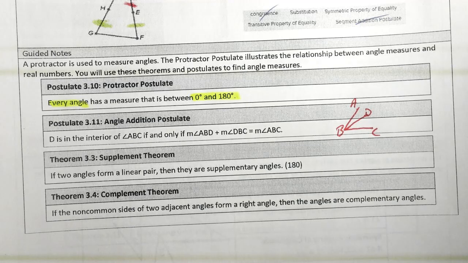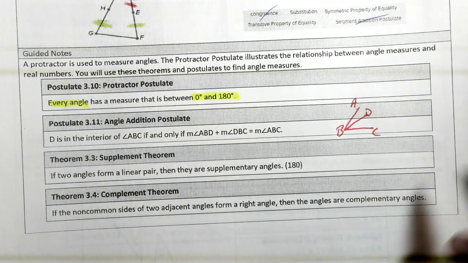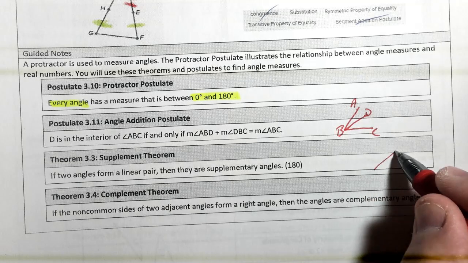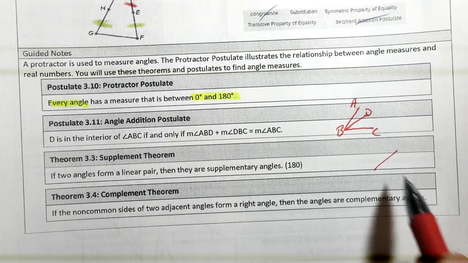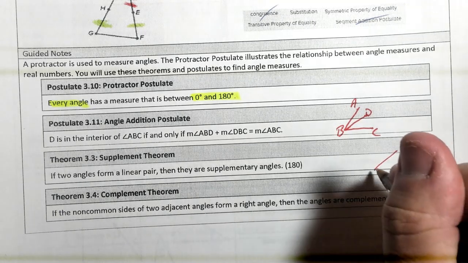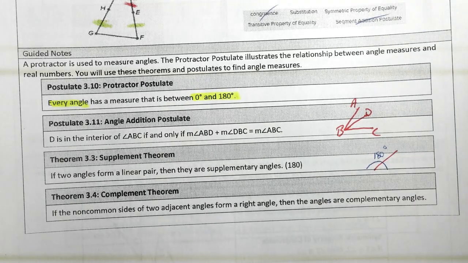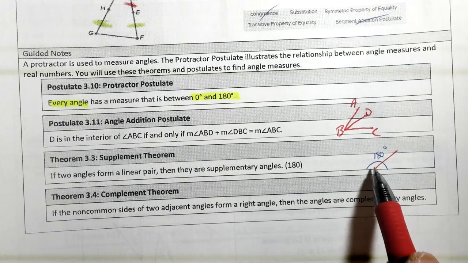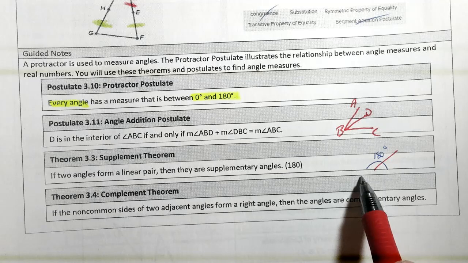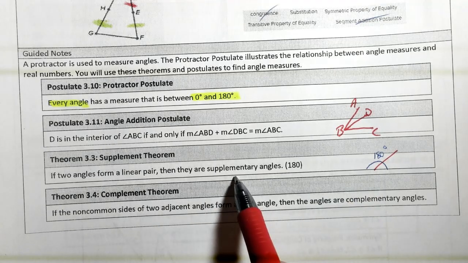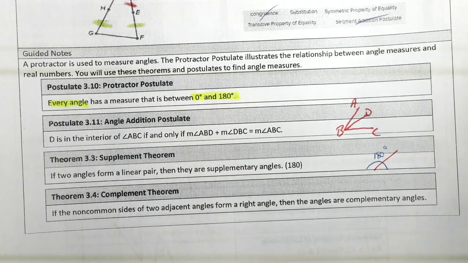Alright, theorem 3.3 is the supplement theorem. If two angles form a linear pair, then they are supplementary angles. So, see this line here. Well, let's say that we have a line going off of that to create two angles. Remember, this line, the whole line is 180 degrees. So, these two angles are a linear pair. If they form a linear pair, and they do, then they're supplementary. Supplementary means what? It's equal to 180. And these two angles together equal 180.